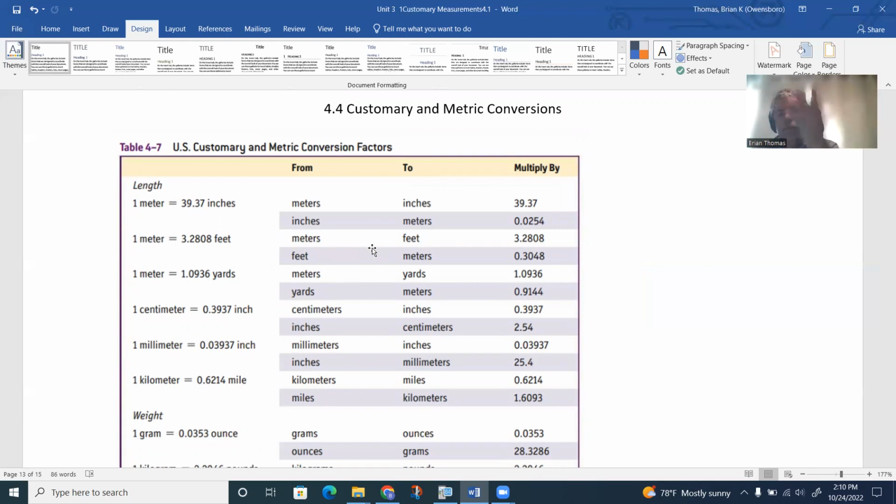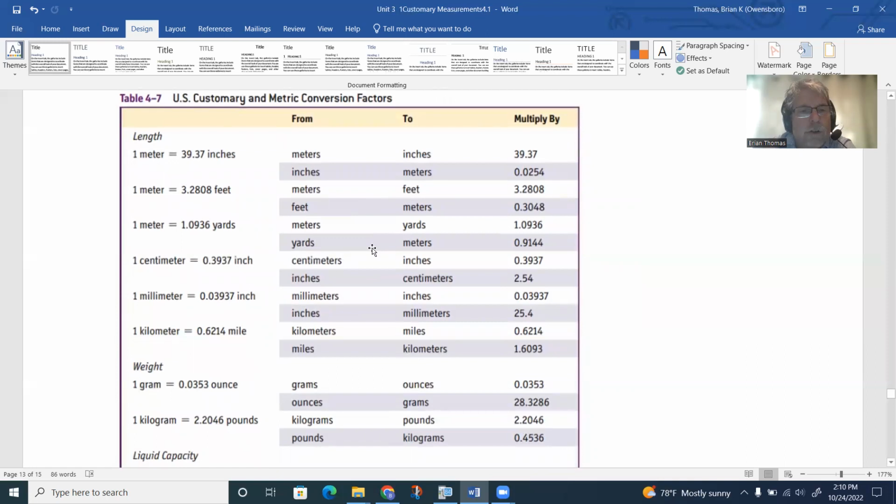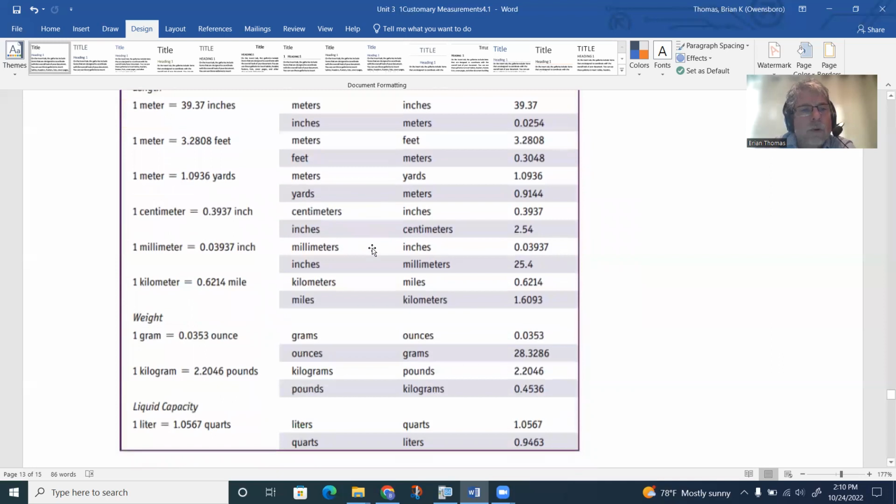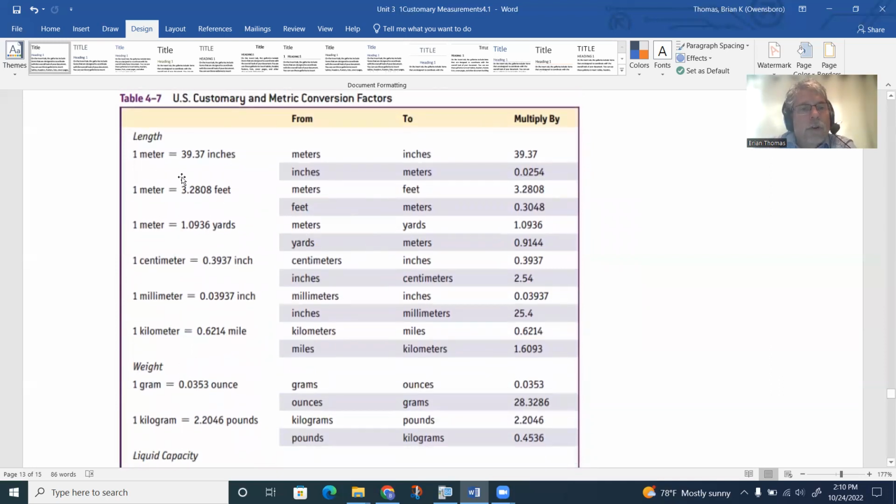This is where I don't have this memorized. I have to have a table, and I will have this table. You'll be able to access these tables in Blackboard. I'll lay those out for you so you don't have to go tracking everywhere to get these. And if you're in class, I'll hand out a copy of these tables for you, so you don't have to go looking for them.